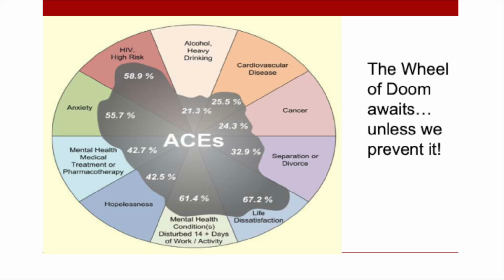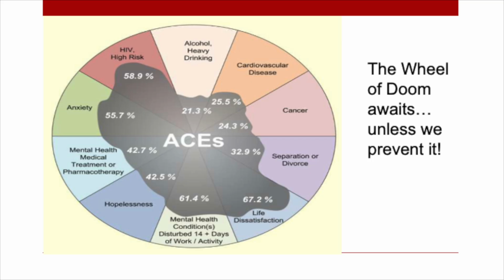To be clear, not every child who experiences ACEs will see this outcome. However, as a population, there are increased risks for heavy drinking, with a 21.3% increase, cardiovascular disease, 25.5% increase, cancer, 24.3% increase, separation or divorce, 32.9% increase, life dissatisfaction, 67.2% increase, mental health disturbances, 61.4% increase, hopelessness, 42.5% increase, mental health disorders that require medication, 42.7% increase, anxiety, 55.7% increase, and a higher risk of HIV/AIDS of 58.9% increase. Are there any of these that surprise you?